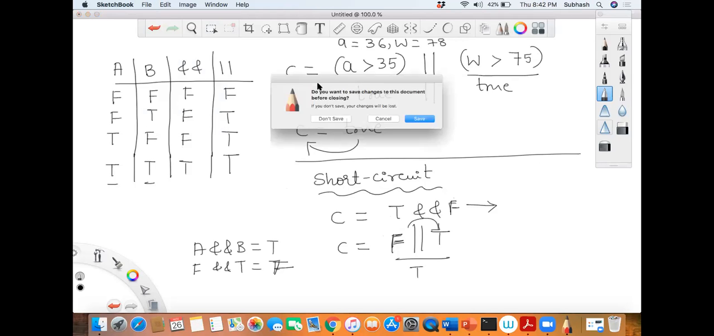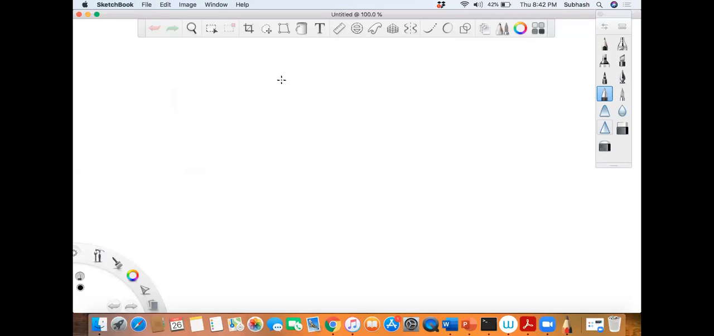Now listen to me. Let us move to something called bitwise operators. In Java, how many bitwise operators are there? There are 7 bitwise operators. So what are they?